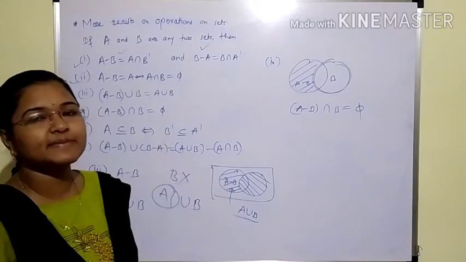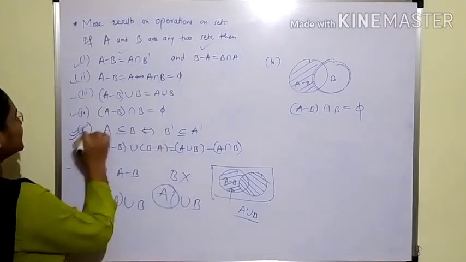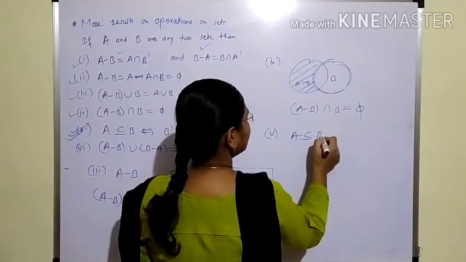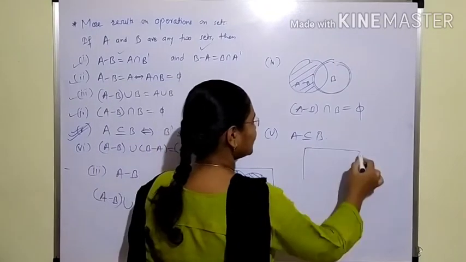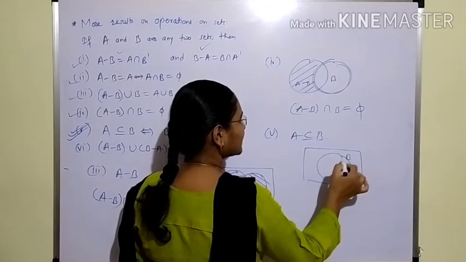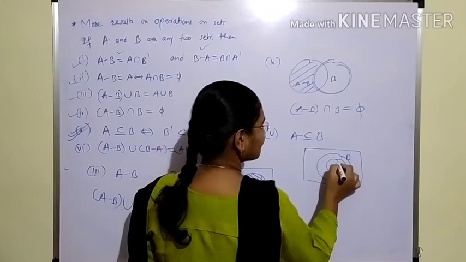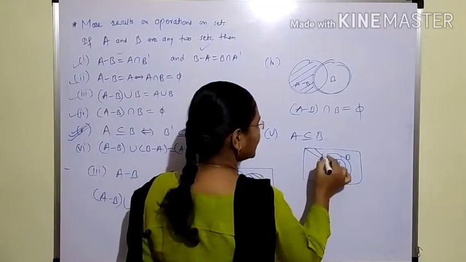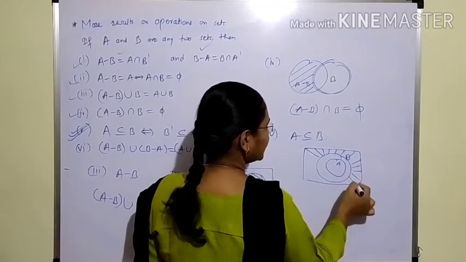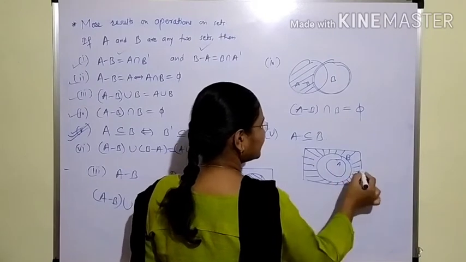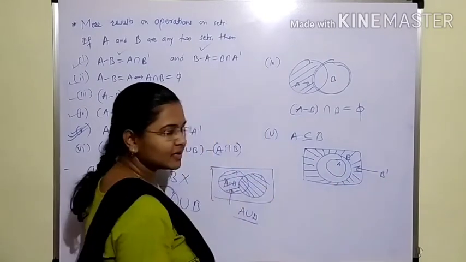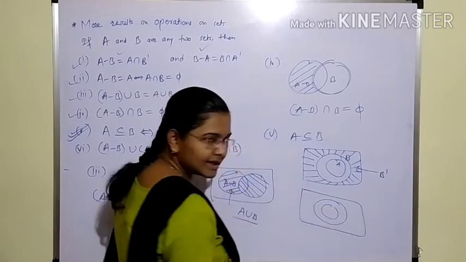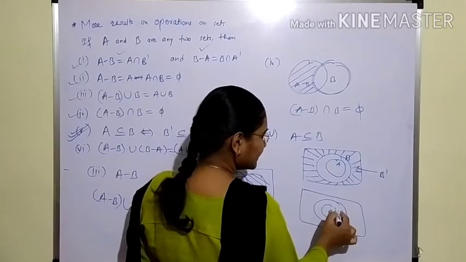Now the fifth one, if A is a subset of B, meaning B is containing set A, which implies B complement is a subset of A complement. Now this is very important, students. Please see this properly. Suppose this is your universal set, set B containing set A. Now what is B complement? The part outside the set B is your B complement. And here again I will draw one more Venn diagram so that you will get the part which is A complement.